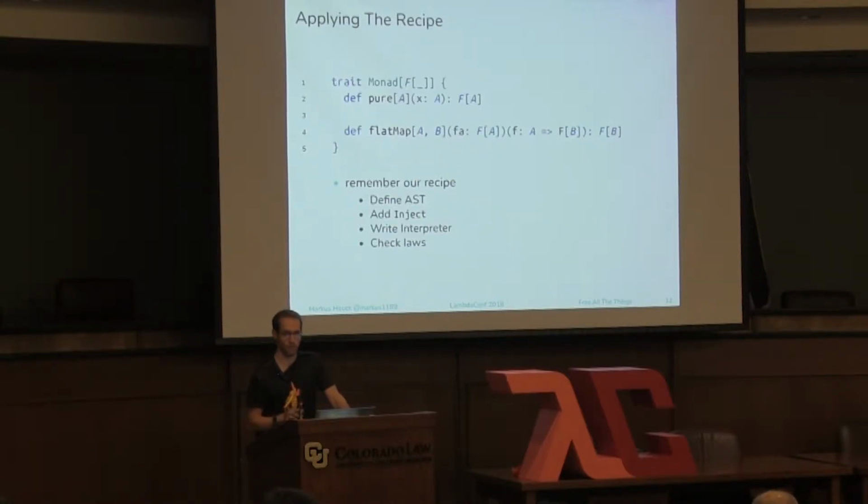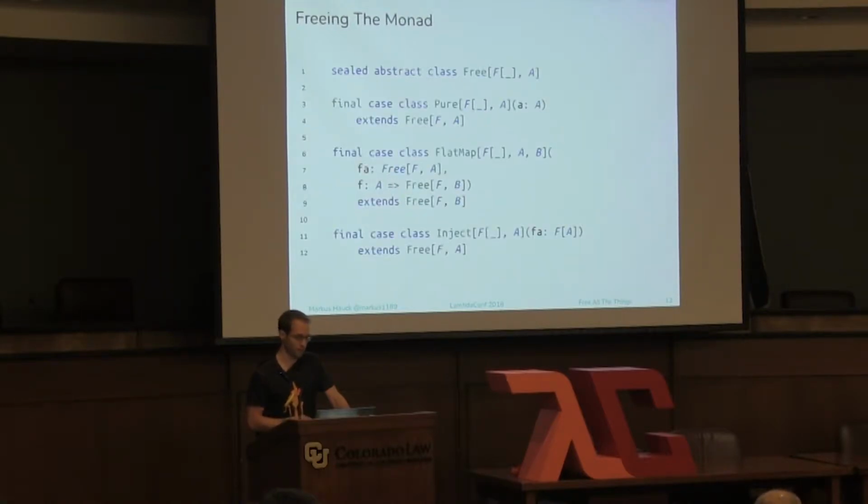Okay, so we have this type class Monad, and now let's just apply our recipe. So the first step is we define an AST. Okay, that's pretty easy. We can use a sealed abstract class. We call it Free. We could also have called it Freed Monad. And then we have one case class for the Pure case, which, surprise, has a value of type A, and it extends Free of F and A.